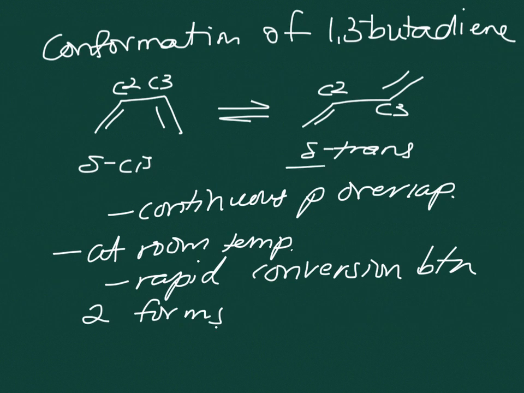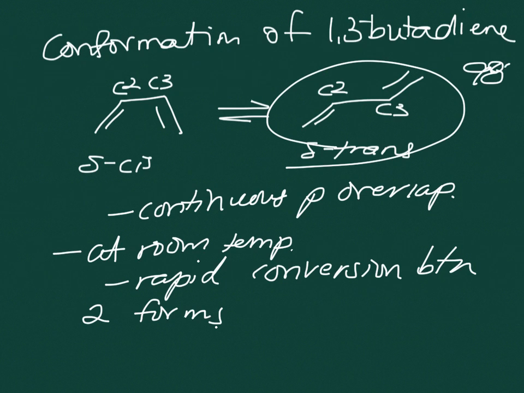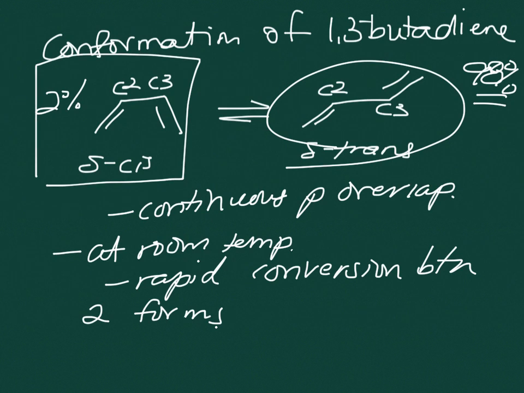However, the S-trans is more stable, so approximately you'll have 98% S-trans and 2% S-cis. Now, later on in this chapter, we'll see that the S-cis conformation is important for particular types of reactions with dienes.